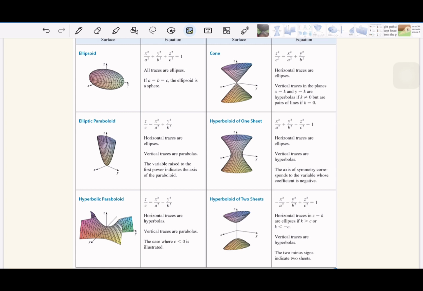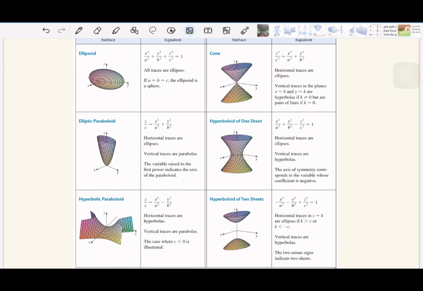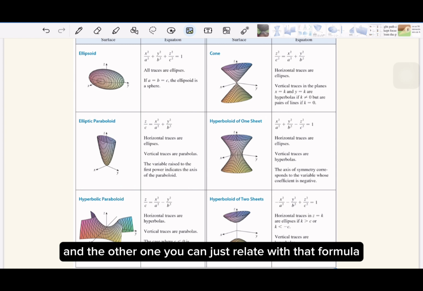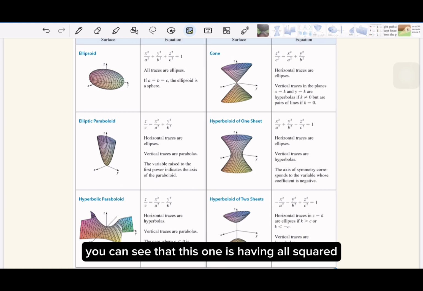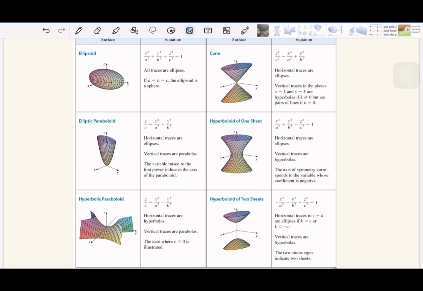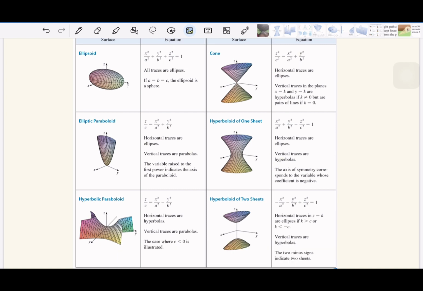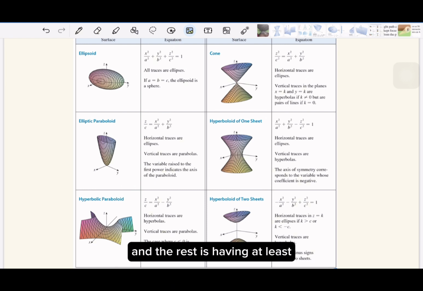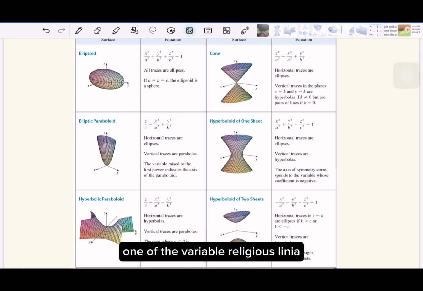Maybe you can set some formulas and memorize just a few of them, and then relate the other ones to those formulas. For example, you could see that this one has all squared terms, but with a combination of 2 positive, 1 negative, or 2 negative, 1 positive. The ellipsoid is easy to follow: all squared and plus plus plus. And for the rest, at least one of the variables is just linear.